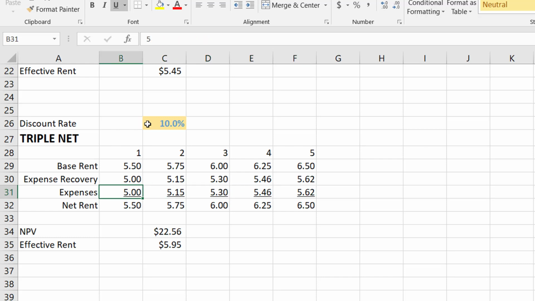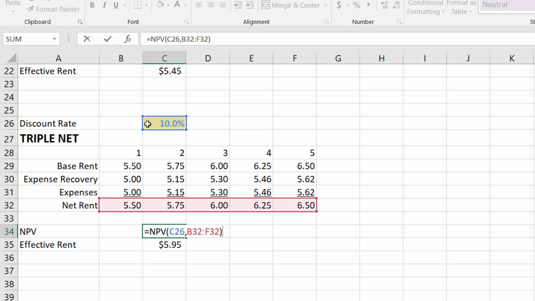And then the expense recovery is going to be 100% of the expenses. So our net is going to be the base rent plus the expense recovery minus the expenses. In this case, you can see the formula there. And the net rent is $5.50 per square foot. And again, it grows by a quarter per year. The NPV is the same as it's always been. I highlight the discount rate and then highlight the net rents.